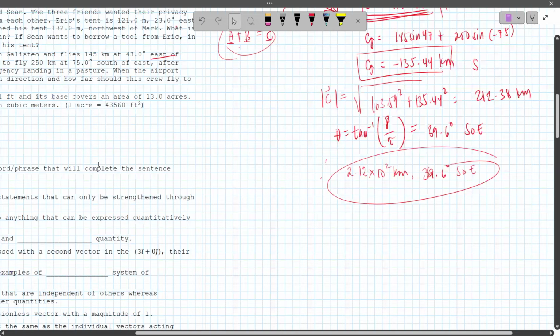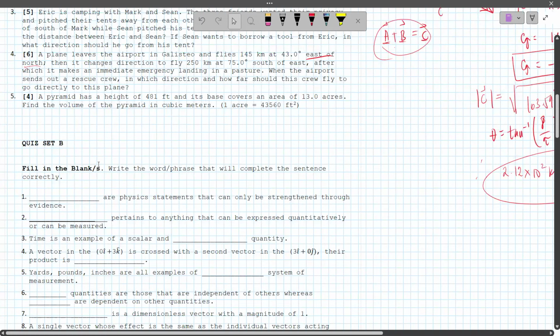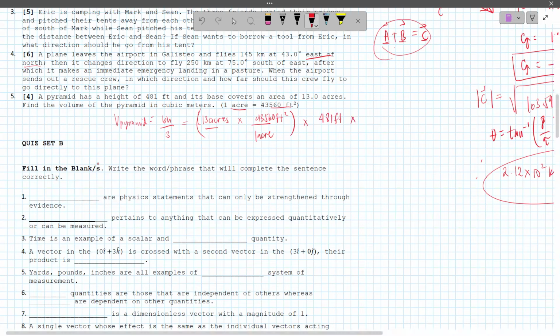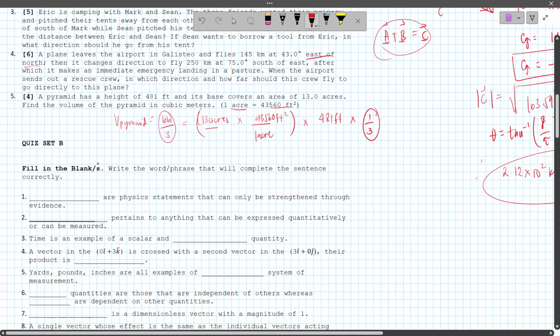Okay, let's go to item number 5. A pyramid has a height of 481 feet, so this one's very easy, and a base that covers an area of 13 acres. Find the volume of the pyramid in cubic meters. So the volume of our pyramid is simply base times height over 3. Your base is in acres, so this is 13 acres, but we know that 1 acre is 43,560 feet squared. So this is your base, right? Because it's an area. Times the height, which is 481 feet, times 1/3, because this is BH over 3.